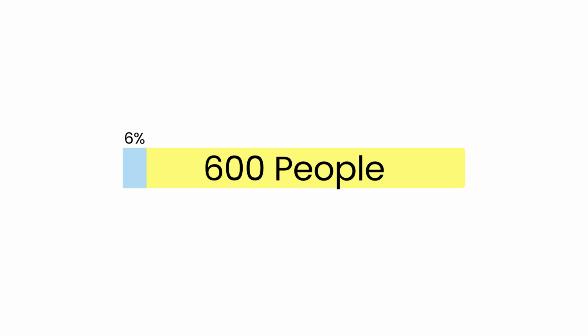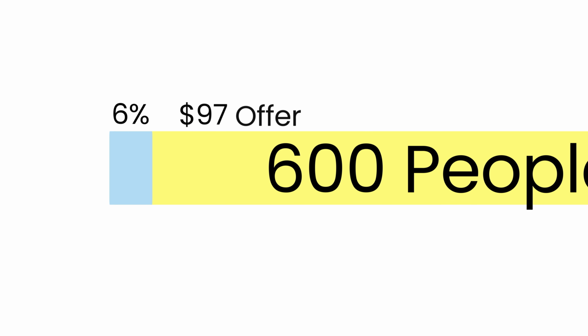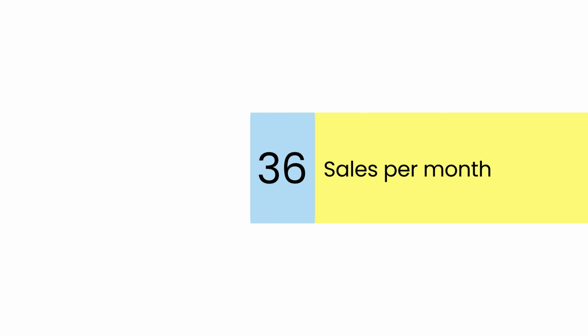Now, let's say about 6% of those people who opt in for the freebie end up joining the $97 offer on the thank you page. That would mean that every month Gannon will make about 36 sales, which translates to just over $3,400 in revenue within this funnel. And all he had to do was drive traffic to a freebie. That is really simple, small numbers for a creator who has over 160,000 followers on Instagram.